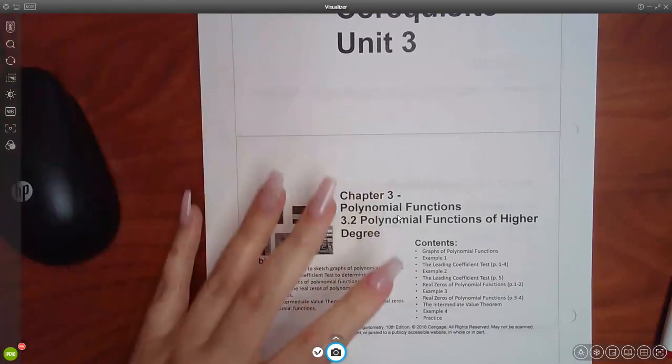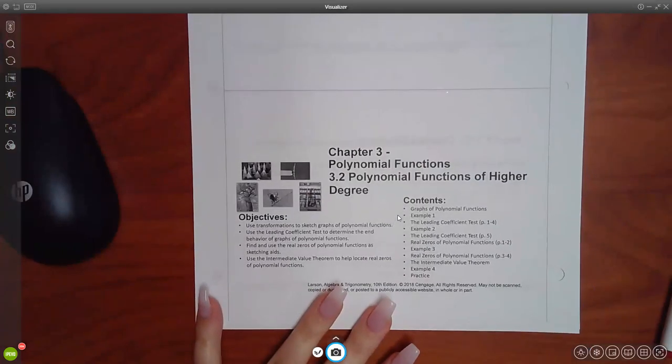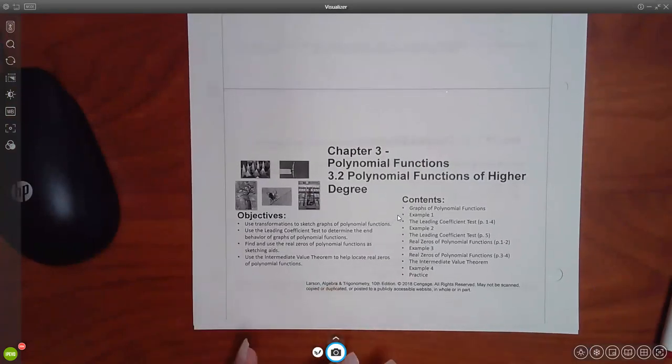Now, we have only learned how to graph quadratics. That's the only kind of polynomial that we know how to graph right now, okay? We know that those look like parabolas. We know how to find the vertex. We know whether it opens up or down, right? All that good stuff.